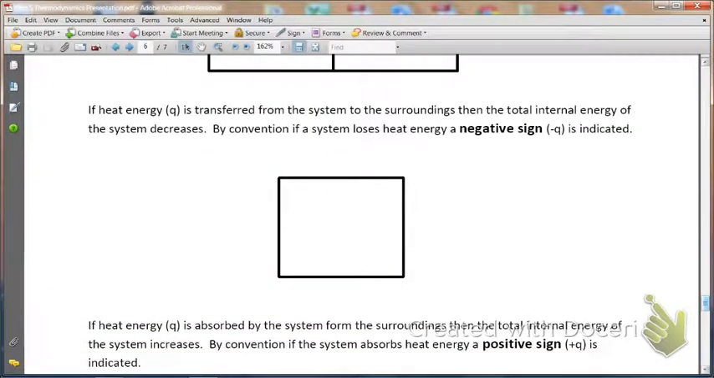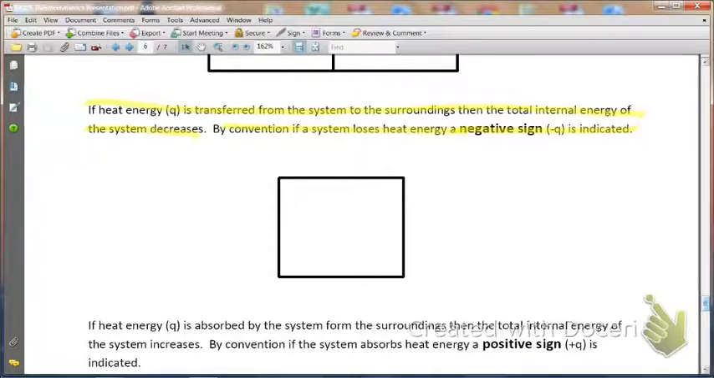All right, so heat energy, we give it a special sign. I want to highlight that. If heat energy is transferred from the system to the surroundings, then the total internal energy of the system decreases. By convention, the system loses heat energy, and we give it a negative sign. All right, and so we're going to indicate that concept right here.